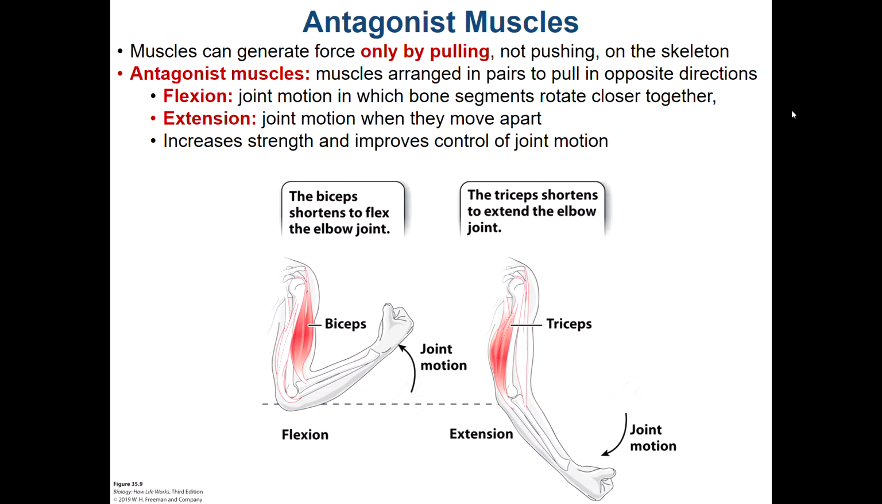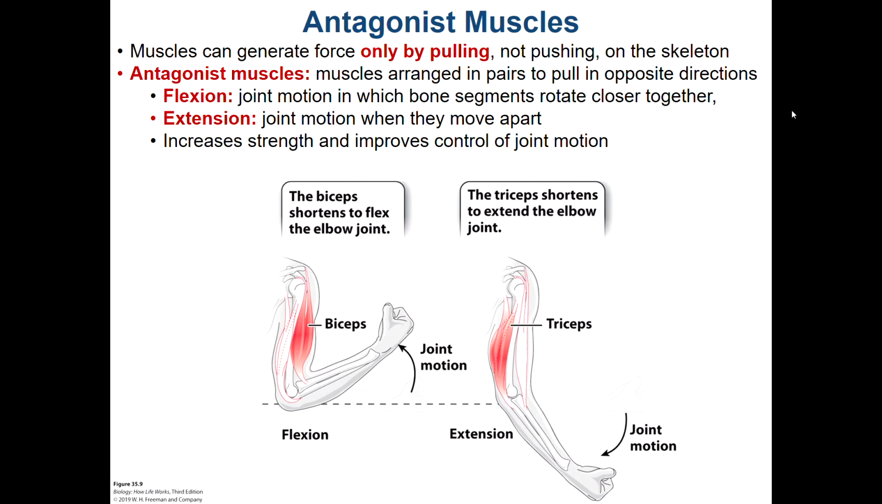Antagonist muscles are muscles that are arranged in pairs to pull in opposite directions. And this pairing allows our muscles to move our skeleton in 2 directions. We have flexion, which is the joint motion in which bone segments rotate closer together, and then extension, which is joint motion when they move apart.